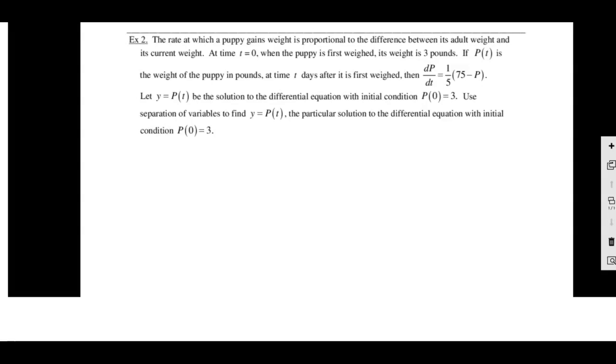Let Y equals P of T be the solution to the differential equation with the initial condition P of 0 equals 3. Use separation of variables. I love it when it tells me exactly what to do. Use separation of variables to find Y equals P, right? So we're going to integrate to get from that derivative up to the original function. It starts me with the differential equation P prime, and wants me to get up to what P is equal to.